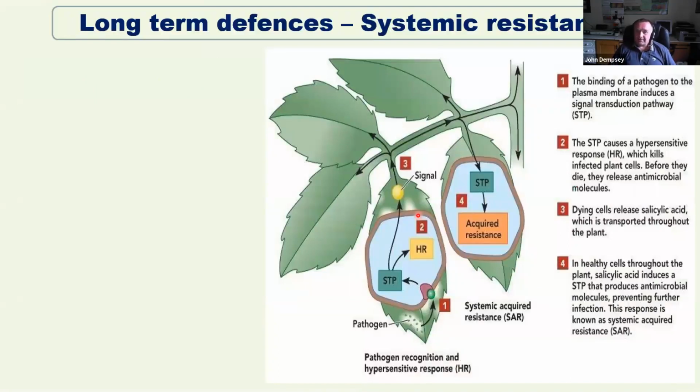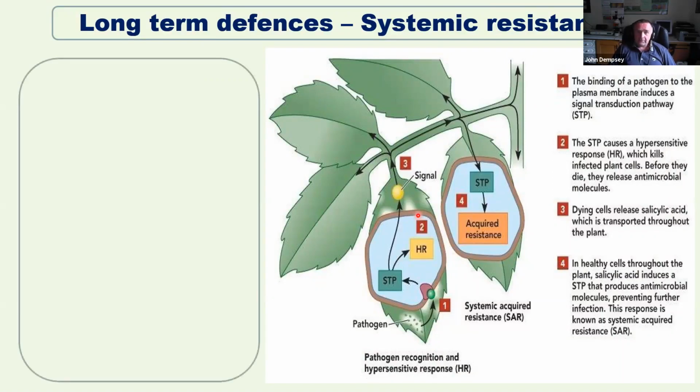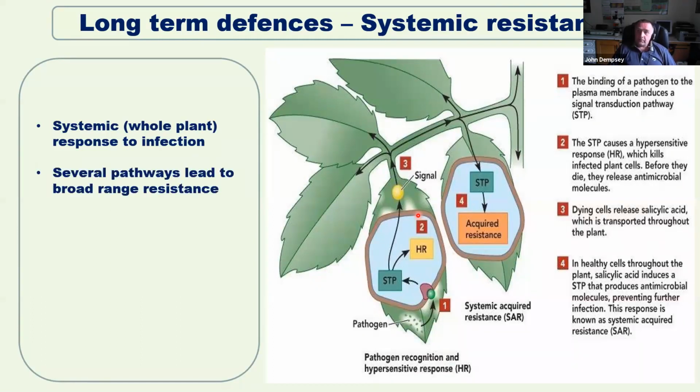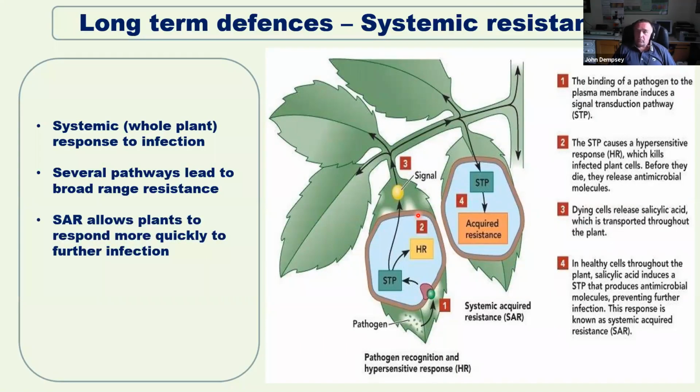So anyway, systemic resistance is very important for us, because if we can enhance it or use it to our advantage, we can reduce disease in plants. So it's a whole plant response. There are several pathways involved in this, and it allows plants to respond more quickly to future infections. And for this whole plant response, salicylic acid is one of the key compounds used for signaling. Again, salicylic acid is a phenolic compound as well, as a matter of fact.